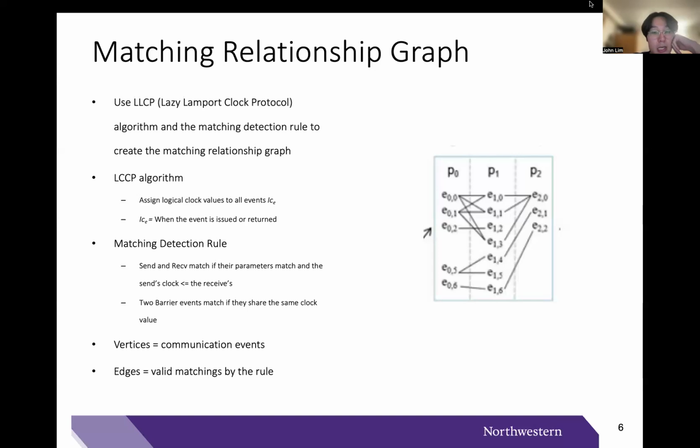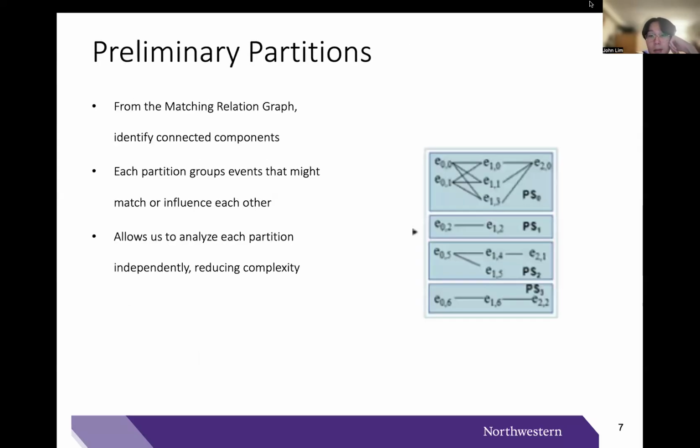The matching detection rule tells us that a send and receive match if their parameters match, and the send's clock value is less than the receive's clock value. Also, two barrier events match if they share the same clock value. From the LLCP algorithm and the matching detection rule, we get the matching relationship graph shown on the right, where the vertices represent the communication events and edges represent the valid matchings by the matching rule.